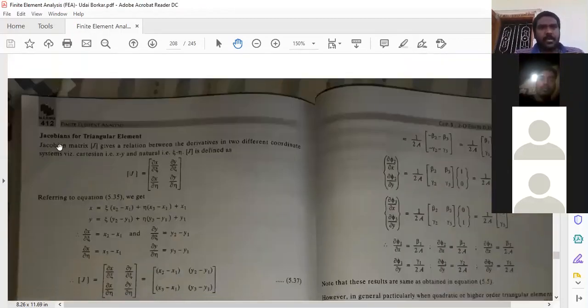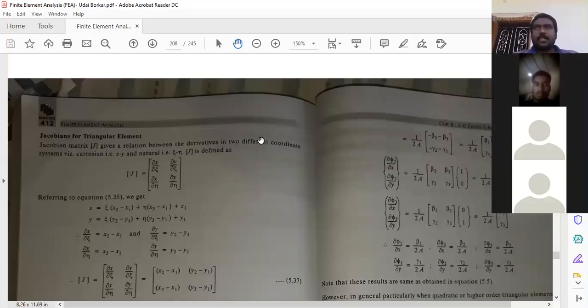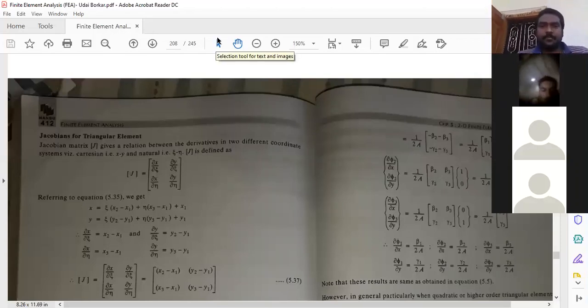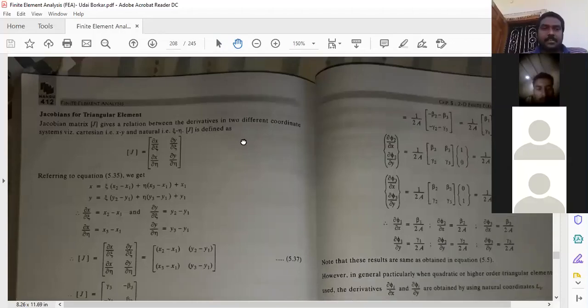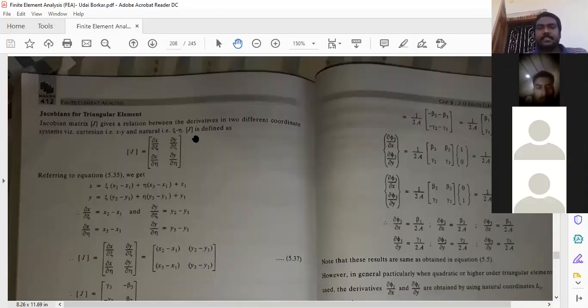See, the Jacobian matrix for a triangular element is the relationship between the derivatives in two different coordinate systems. We know the coordinate systems. One is the natural coordinate system, and the other, the basic one, is the Cartesian coordinate system, which we are more aware of. That is the simple xy coordinate system, and the natural one is zeta and eta. In the last lecture, we saw that in the natural coordinate system, the x-axis is zeta and the y-axis is eta, and the element center will be 0, 0.